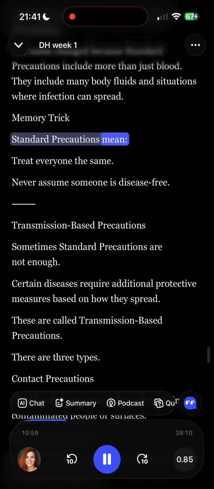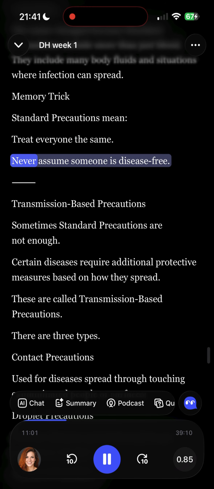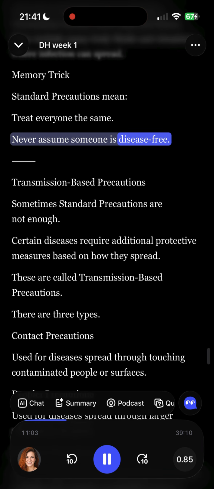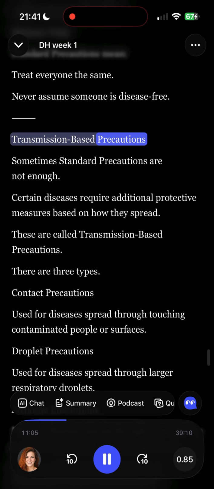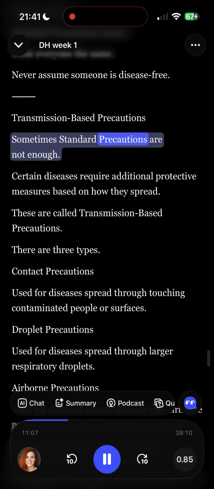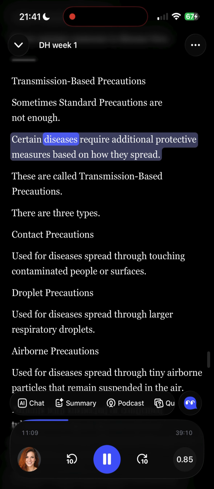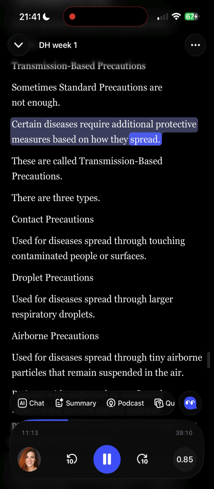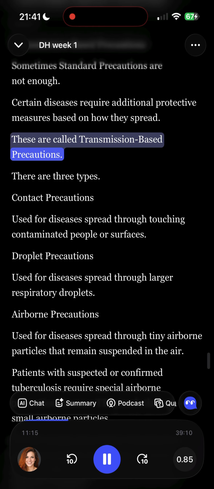Standard precautions mean treat everyone the same. Never assume someone is disease-free. Transmission-based precautions. Sometimes standard precautions are not enough. Certain diseases require additional protective measures based on how they spread. These are called transmission-based precautions.